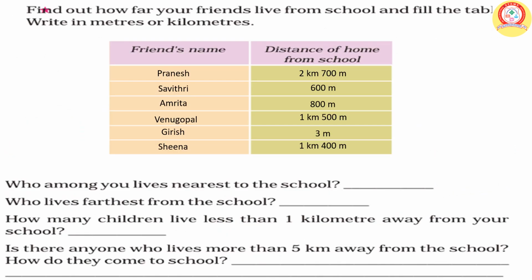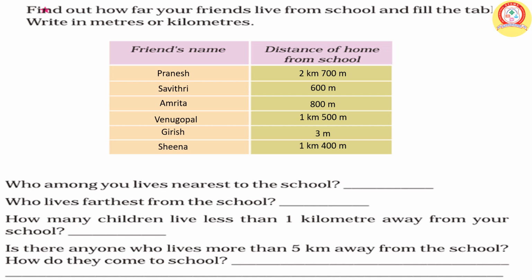Page number 21. Next activity. Find out how far your friends live from school and fill the table. Write in meters or kilometer. Friend's name, distance of house from school. Pranesh, 2 kilometers 700 meter. Savitri, 600 meter. Amrita, 800 meter. Venugopal, 1 kilometer 500 meter. Girish, 3 meter. Sheena, 1 kilometer 400 meter.